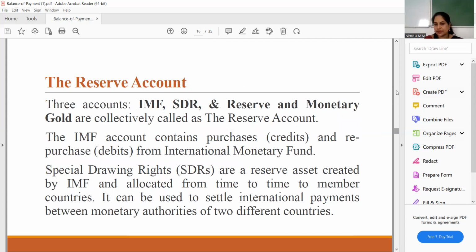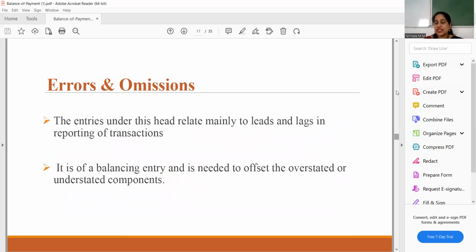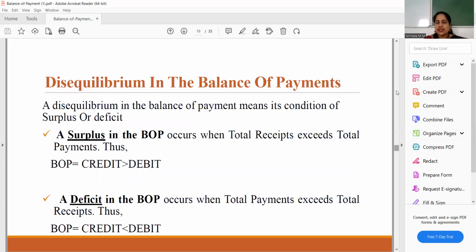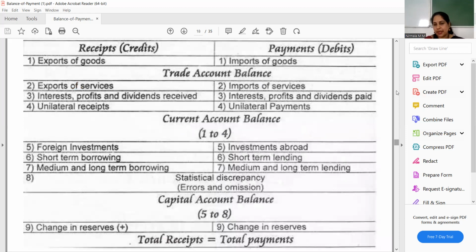Then comes the reserve account. The reserve account is the composite of three important accounts, that is IMF, SDR, and reserve and monetary gold, which are collectively called the reserve account. The IMF account contains the purchases and the repurchases, that is both the credits and debits from the International Monetary Fund. Then come the errors and omissions. This is a specimen of balance of payments, which includes both the receipts, that's the credit, and the debit side.